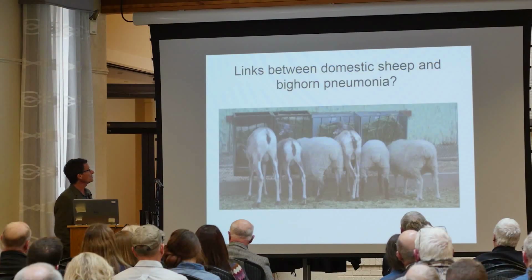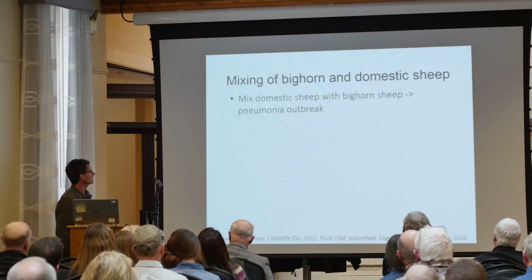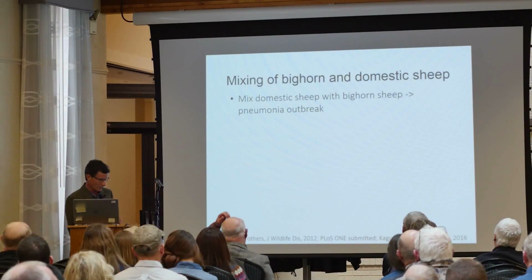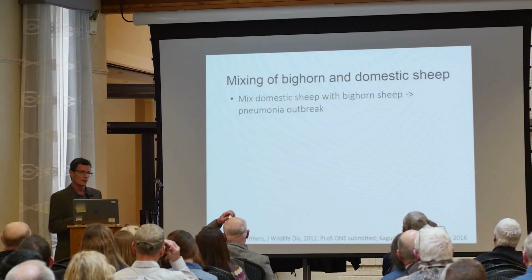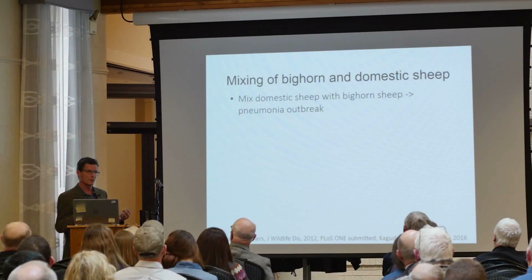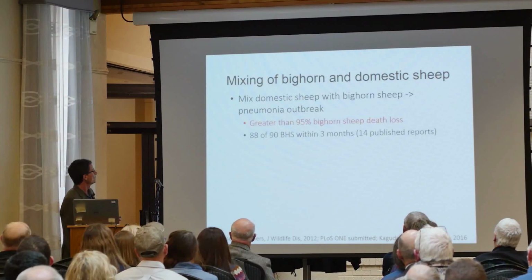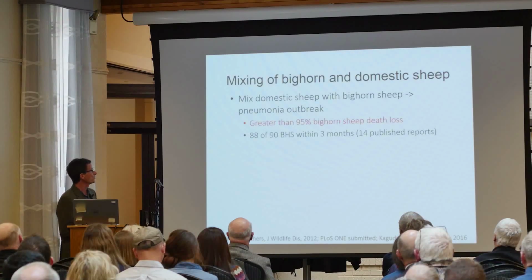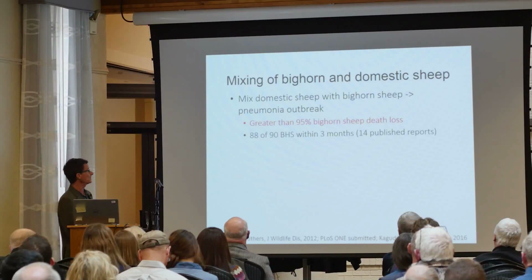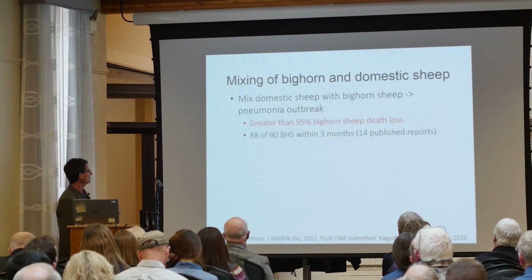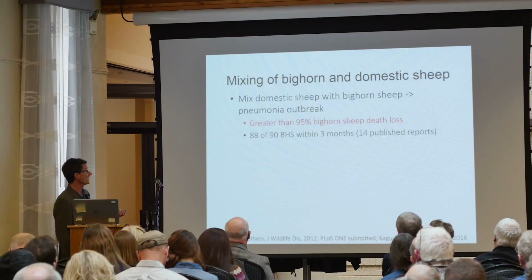Links between bighorn sheep, bighorn pneumonia, and domestic sheep. A lot of this, the ones that I find most convincing, come from reports of what happens when bighorn sheep are commingled with domestic sheep. So there are 14 published reports of bighorn sheep being commingled with domestic sheep. This is prior to 2012. In those studies, 88 out of the 90 bighorn sheep died within 3 months of that contact.